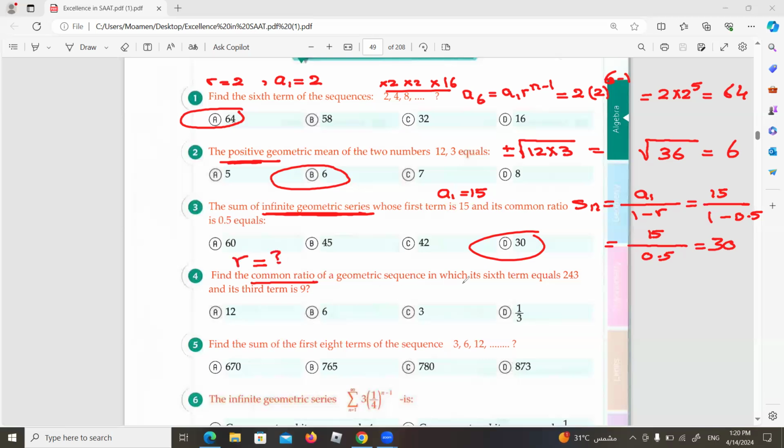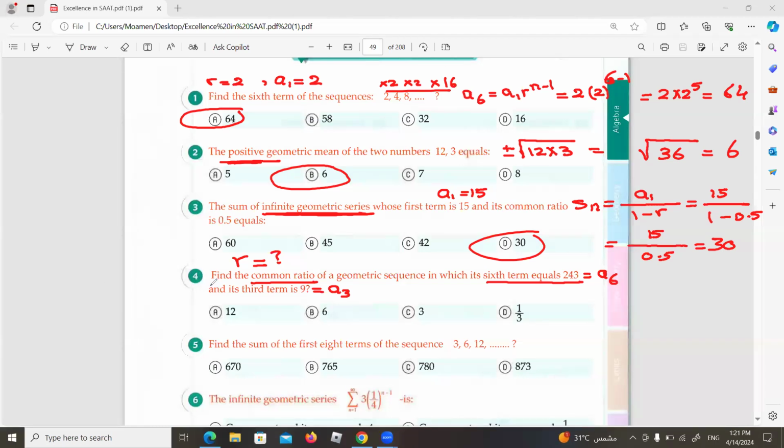R is missing in the geometric sequence, given that its sixth term is 243. He gave me A6 equals 243, so this is the value of A6. And the third term is 9, so A3 equals 9. So you have the sixth term and the third term, and we need to find the common ratio.